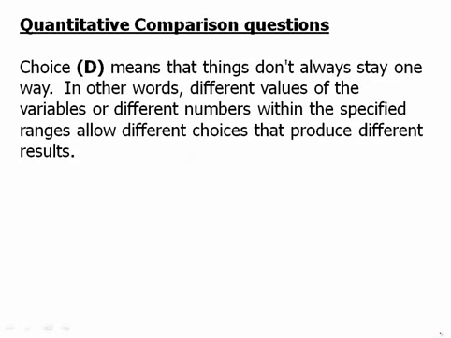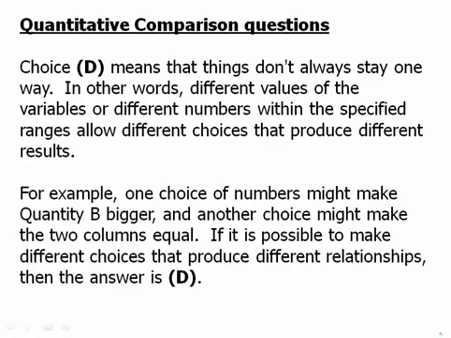By contrast, choice D means that things don't always stay one way. In other words, different values of the variable or different number choices within the specified range allow for different choices that produce different results. For example, one choice of numbers might make quantity B bigger, and another choice might make the two columns equal. If it is possible to make different choices that produce different relationships, then the answer is D. D means essentially some relationships, maybe greater than shows up sometimes, less than shows up sometimes, equal shows up sometimes. If there's any sometimes attached to any of these, then it's answer choice D.